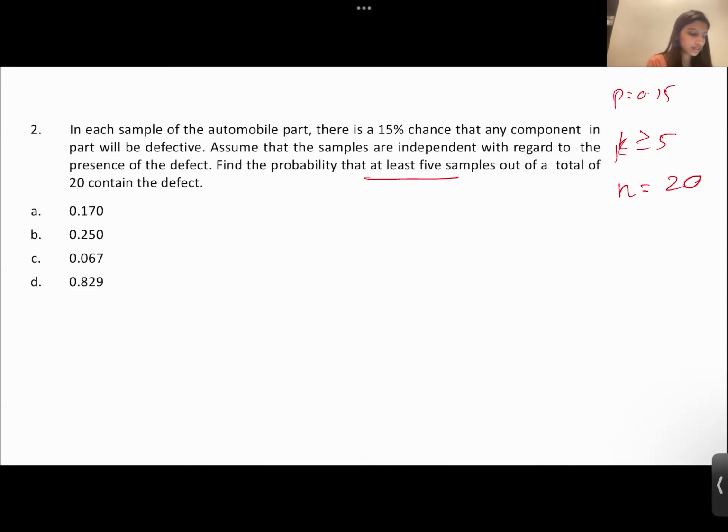You have N is 20, P is 0.15, and you need to calculate K greater than or equal to 5. So this would basically be the summation of K starting from 5 until N is 20. And you'll have the same thing, N choose K, P power K into 1 minus P power N minus K. So you have summation from 5 to 20.